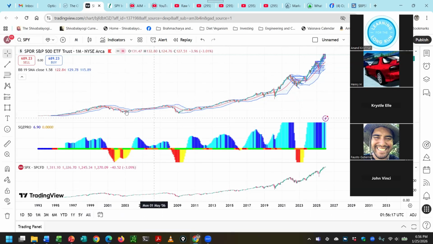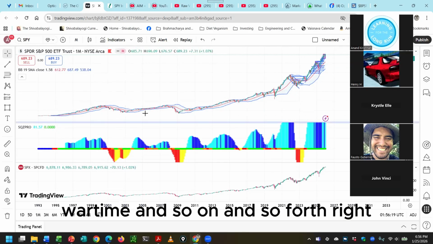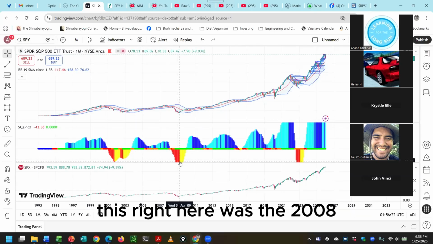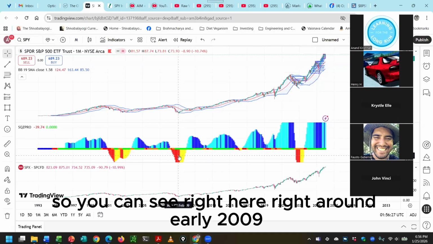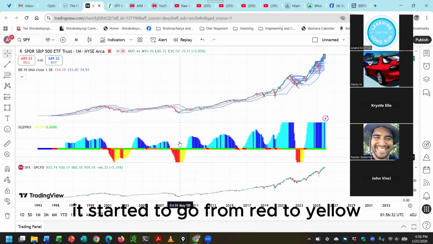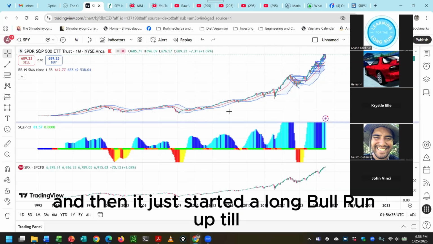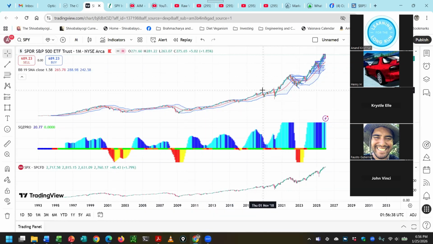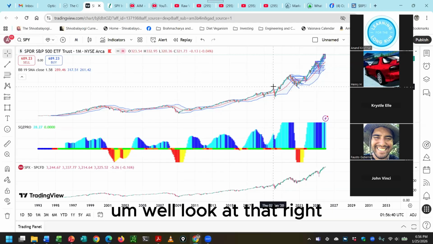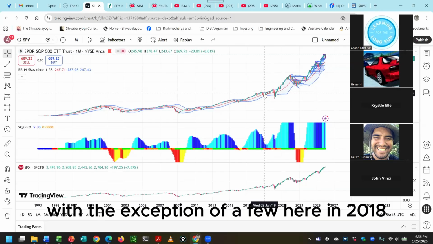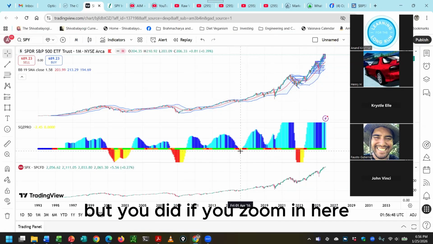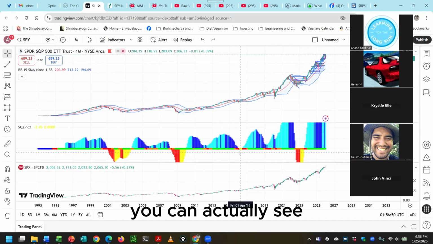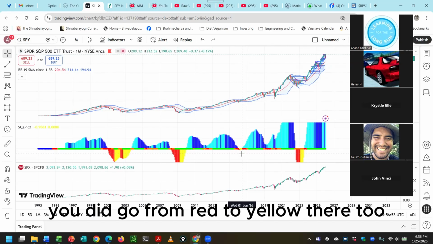And subsequent 9/11 and wartime and so on and so forth. This right here was the 2008, 2009 crash. So you can see right around early 2009, it started to go from red to yellow, and then it just started a long bull run up till, well, look at that. With the exception of a few here in 2018, 2019, and of course 2015, 2016, we had more of a sideways situation there. But if you zoom in here, you can actually see you did go from red to yellow there too.